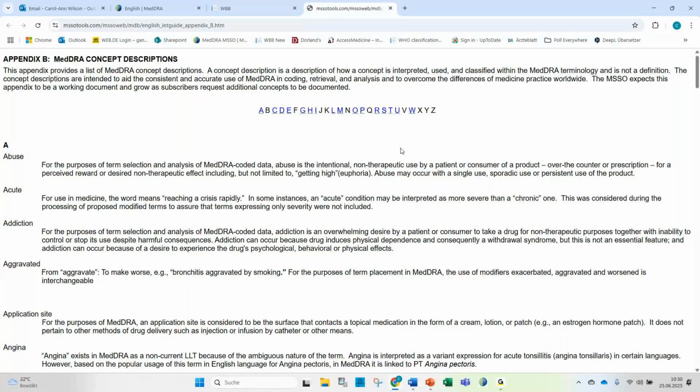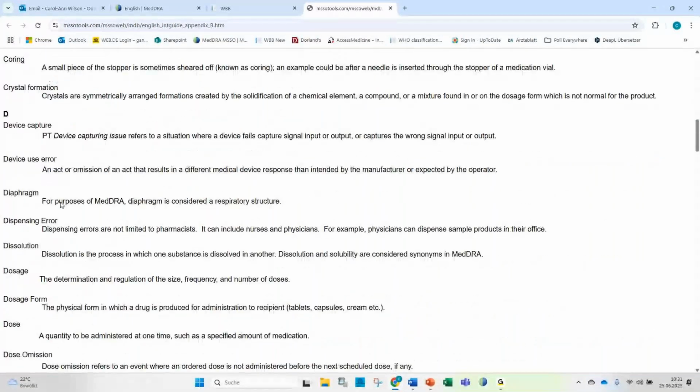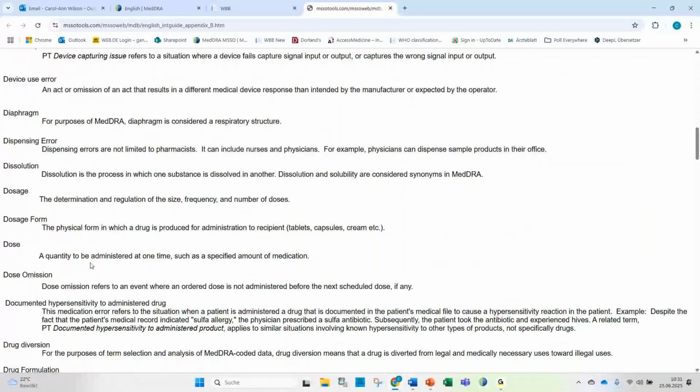These are not medical definitions. Concept descriptions means that it's an explanation of the respective term, how it is interpreted and classified in MedDRA. You see abuse, you see addiction, then you see other chronic, acute, contributing factor. What about dose? A quantity to be administered at one time, such as a specified amount of medication.